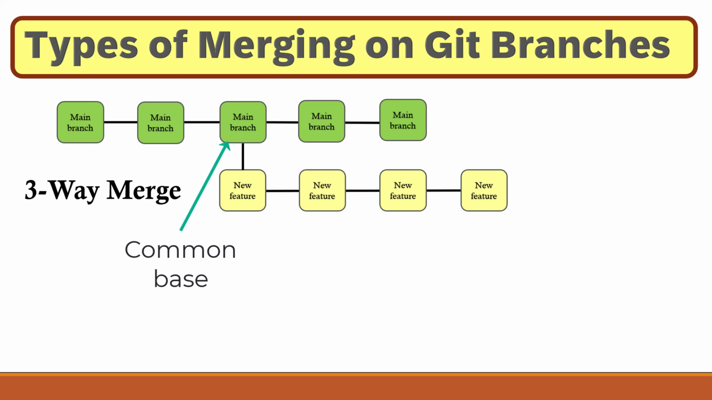So now we have changes on the main production code and we have changes on the new feature branch as well. So we need to combine these changes and consolidate it all back together again. We need to merge all this back together again. And this is where we do a three-way merge.